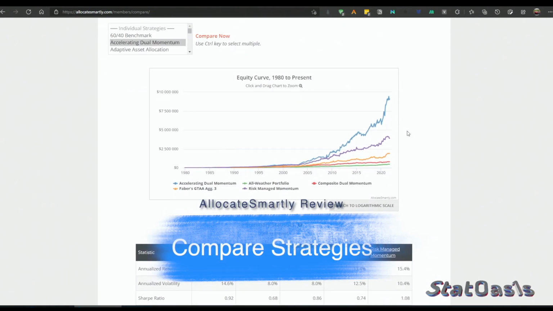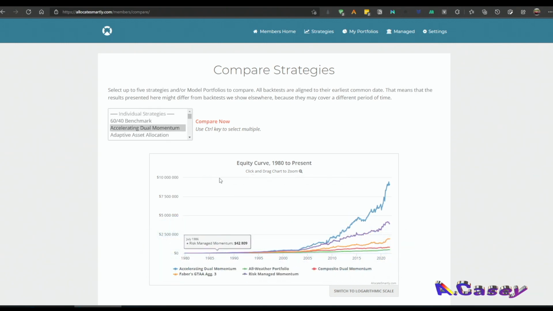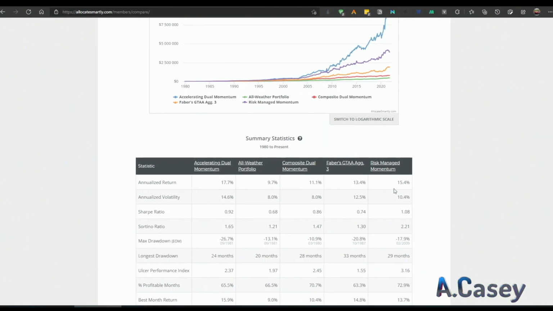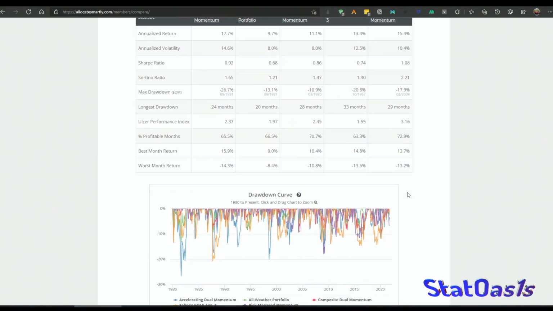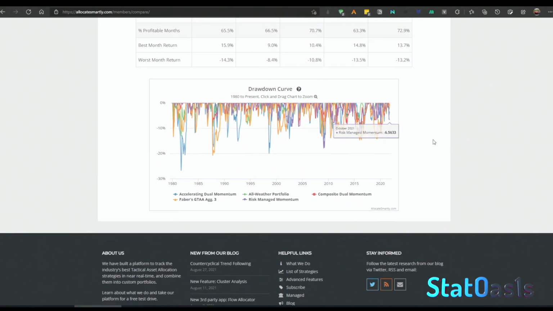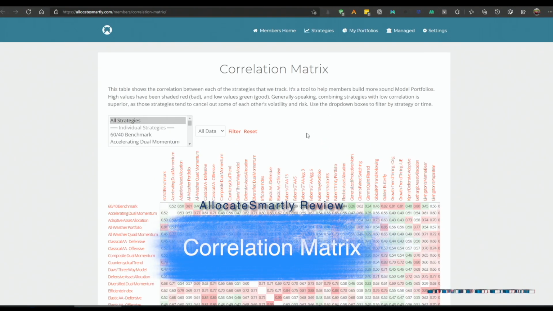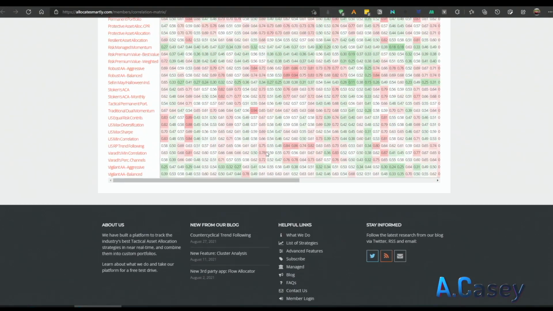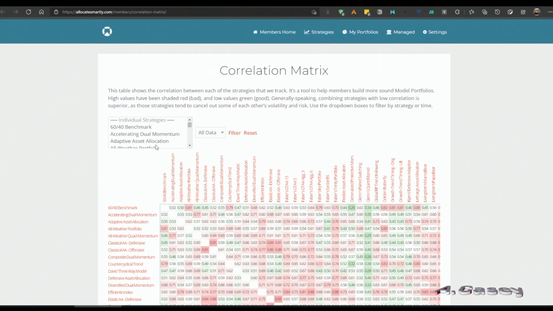Now, of course, you can compare strategies. So for example, here is the database of strategies, and you can pick any 5 strategies and then you can put them side by side. Of course, you can see that in the screener, but here, let's say it's more detailed with the drawdown curves painted for all strategies. And then you have correlation metrics for all strategies. Of course, you can pick any strategy you want.